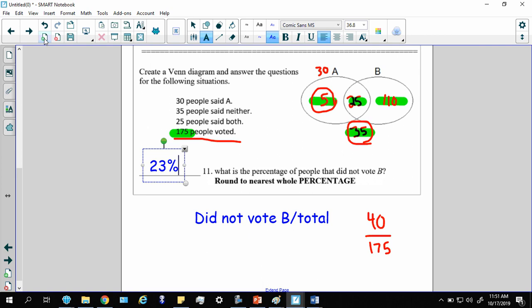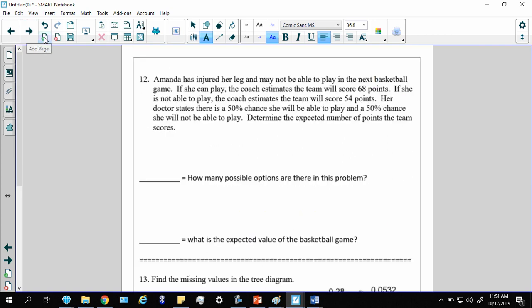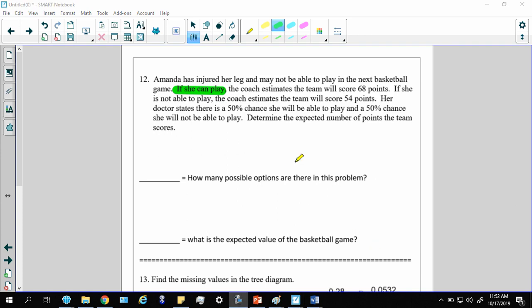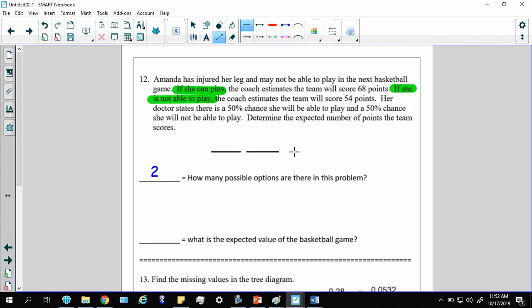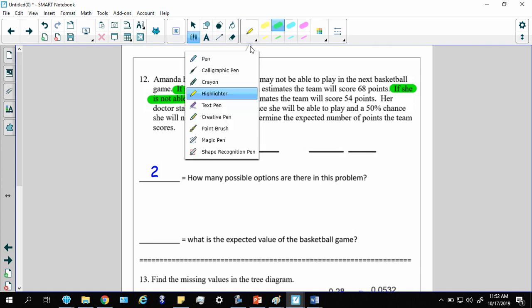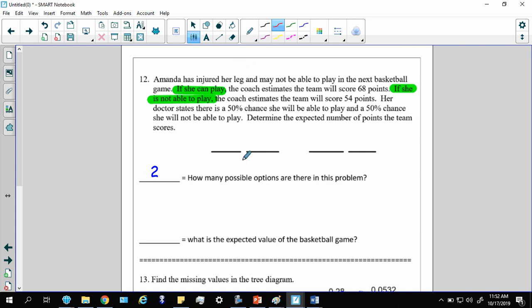Okay, moving on. Amanda has injured her leg and may not be able to play basketball. So first off, we have to read this and figure out what all of her possibilities are. So if she can play, oh, there's the bell again. All right, if she can play, that's 1. If she is not able to play, there's two. So there's my two options. With two options, I know I'm going to be dealing with 4 blanks because I have to make 2 pairs. Now this represents if she plays. This represents if she does not play.